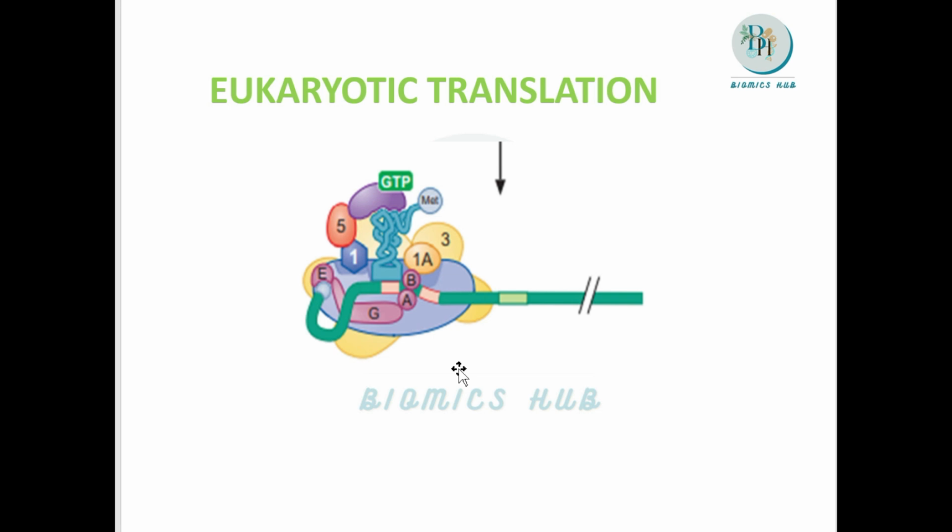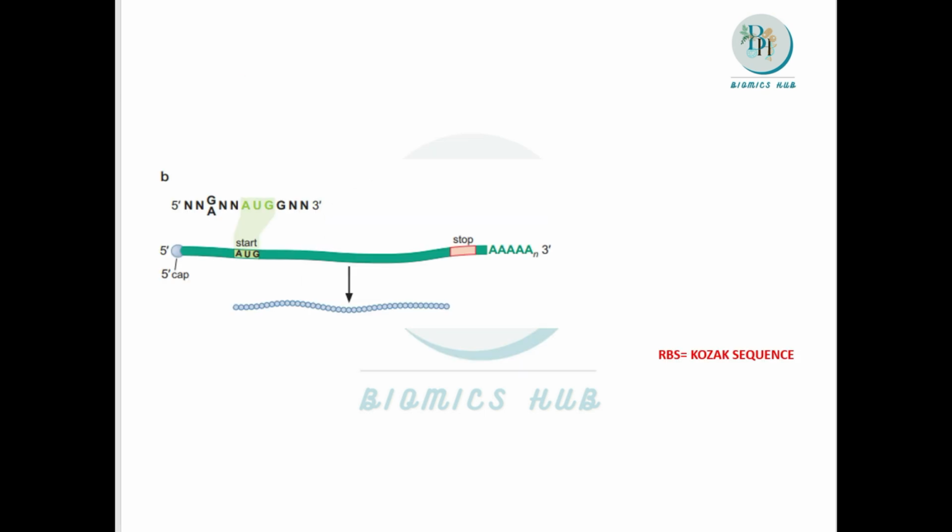Today in this video we will discuss eukaryotic translation. Let us first see what the requirements for eukaryotic translation are. The first thing required is the mRNA. The mRNA has a 5' end and a 3' end. At the 5' end there is a protection known as the 5' cap, and at the 3' end there is a poly A tail.